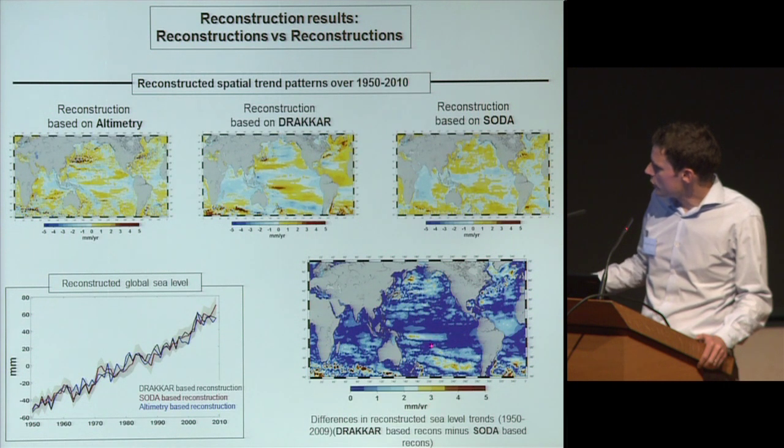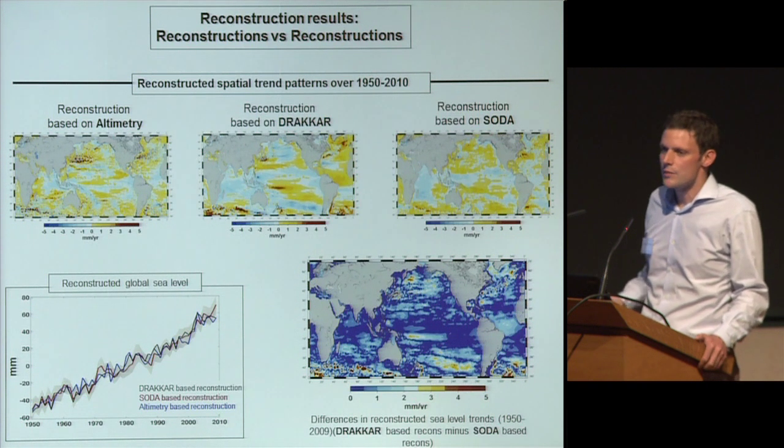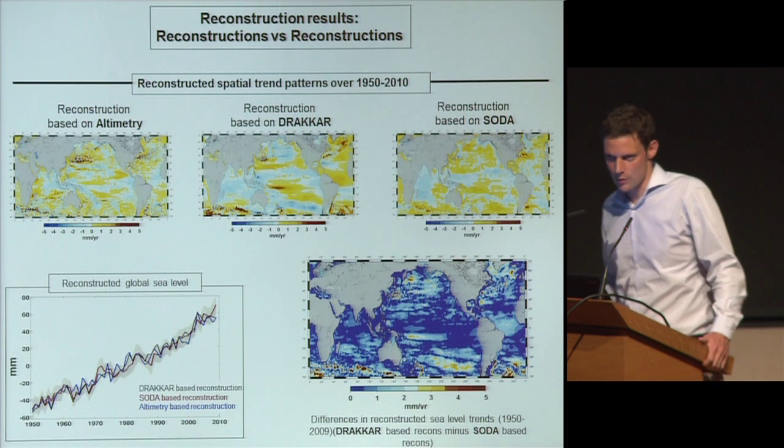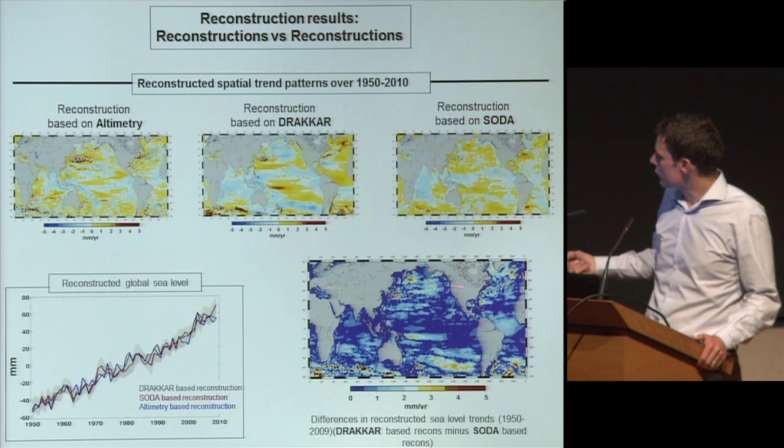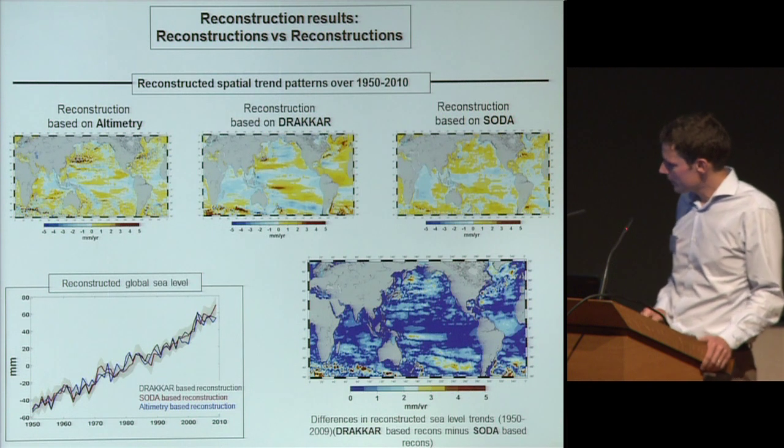I've plotted here the absolute difference between the trends from the reconstruction based on Drakkar and the trends from the reconstruction based on SODA. You can see that the differences lie between 0 and 1.5 to 2 millimeters per year, except in some localized regions of high temporal variability, like the western boundary current regions, here in the Gulf Stream or the Kuroshio, but also in the Malvinas confluence or the Agulhas current.